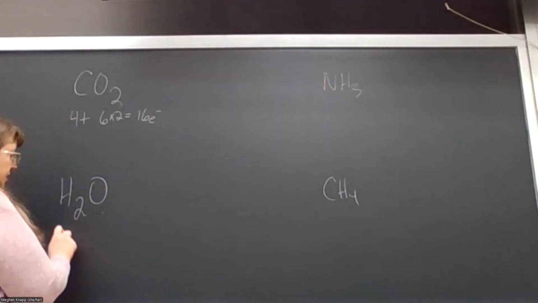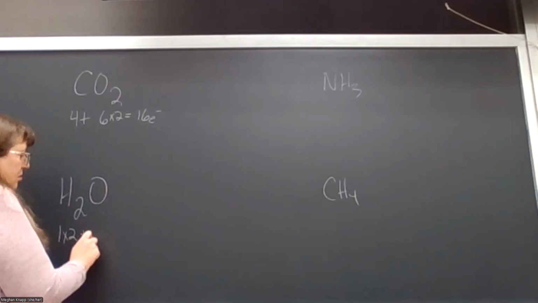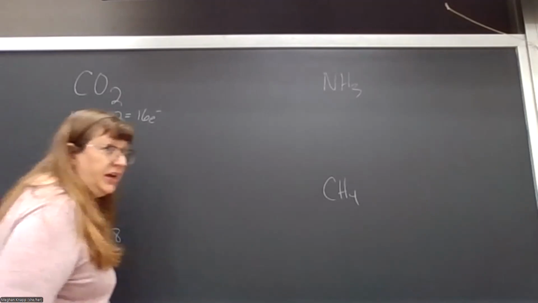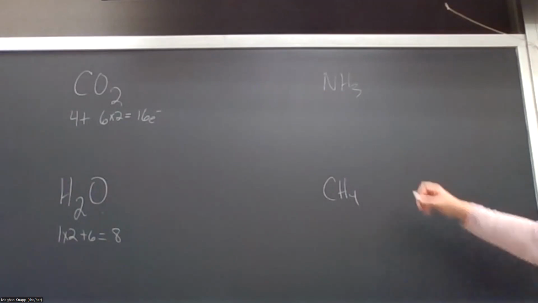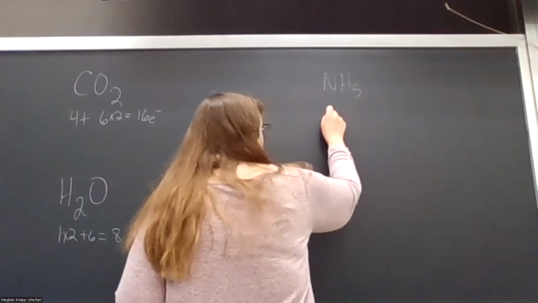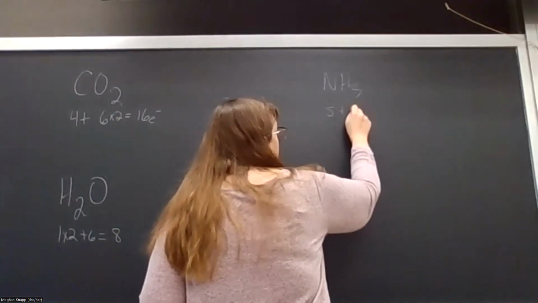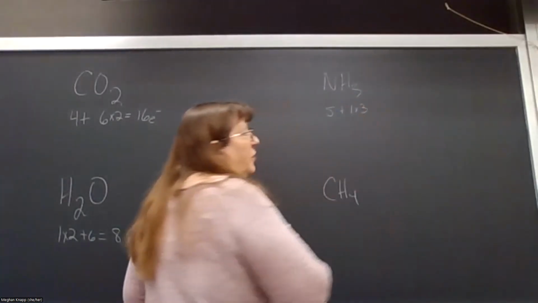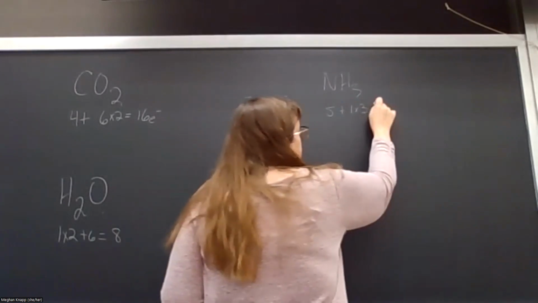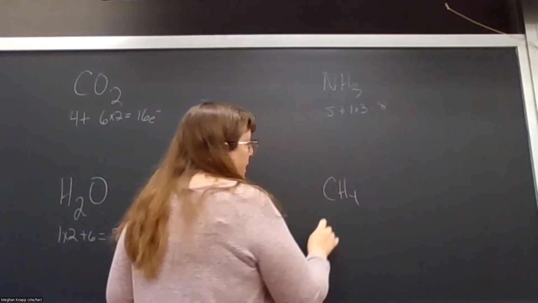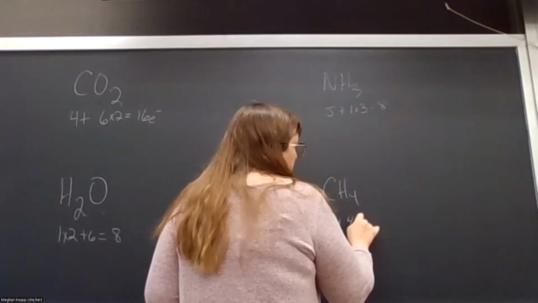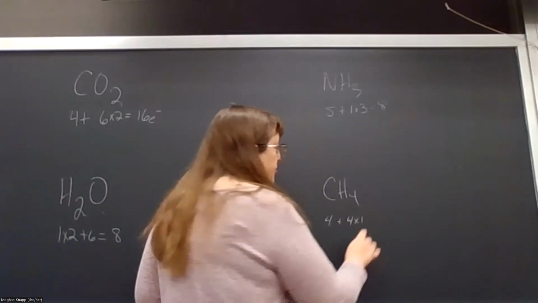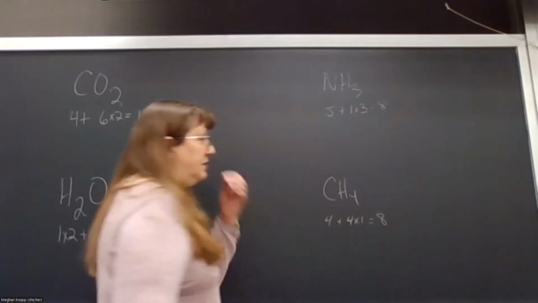So water, I think we've done before. Did you get 8 for that one? Okay. Ammonia, nitrogen has 5, and then we have 1 for each of the hydrogens. So that's going to be 8. And then we have 4 for the carbon, plus 1 for each hydrogen, again gives us 8.